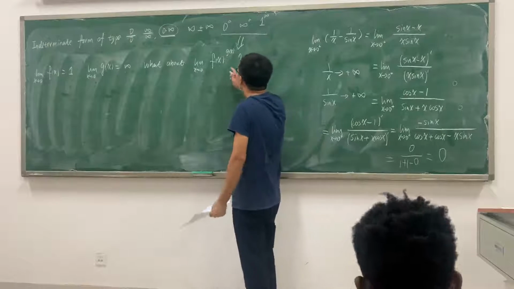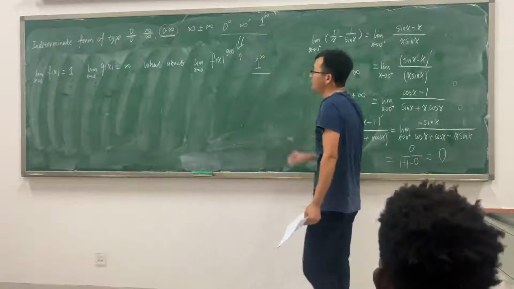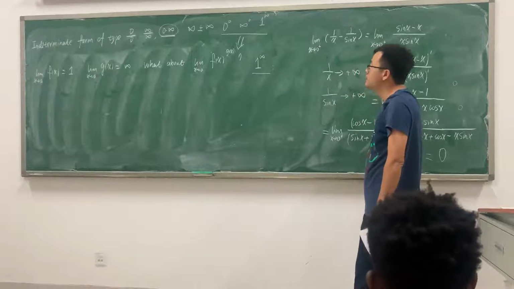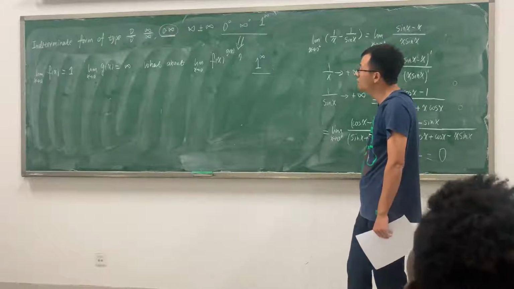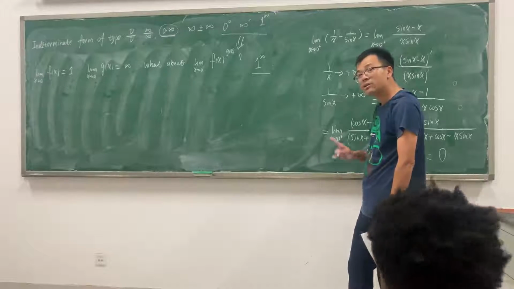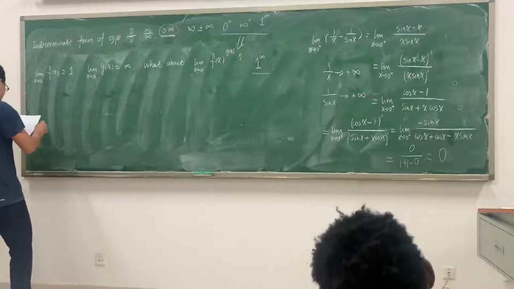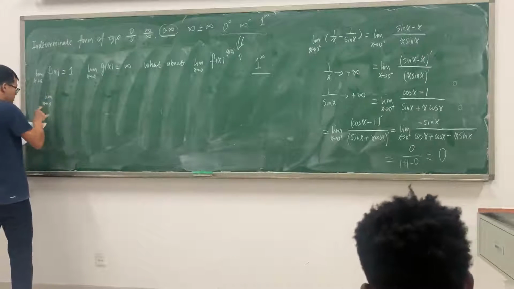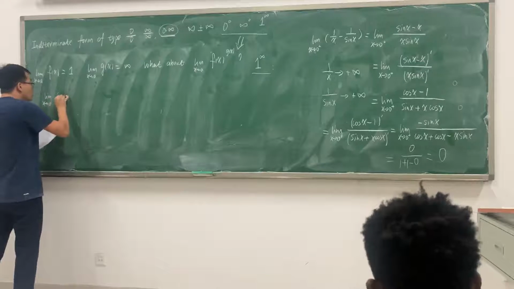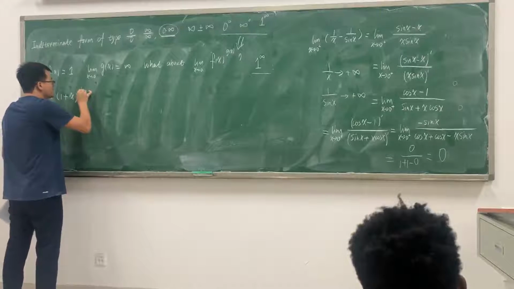So here this actually is 1 to the power infinity. How to define it? How to find the limit? Actually, we have the same method. For example, for this one, I give you an example. This limit: x approaches 0, (1 plus x) to the power 1 by x.